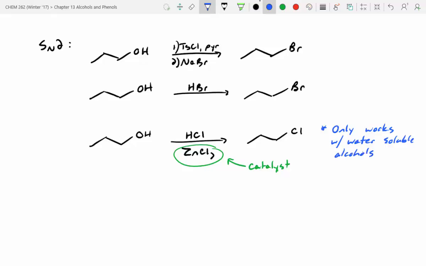Does anybody know why? Think about our catalyst here. Zinc chloride, do you think that's going to be soluble in anything that's non-polar? Probably not. It's ionic, so this will only work in an aqueous or protic solvent. As soon as you get into long-chain alcohols, they're no longer water-soluble, and the zinc won't dissolve and can't act as a catalyst anymore. So this is a really limited reaction, but it's one that's presented in your book.